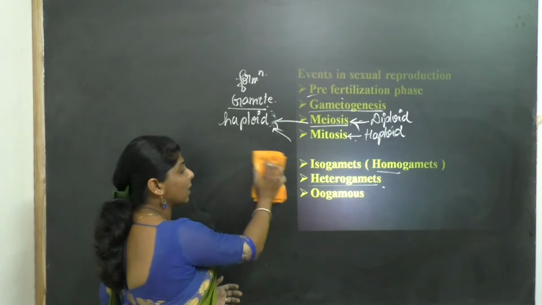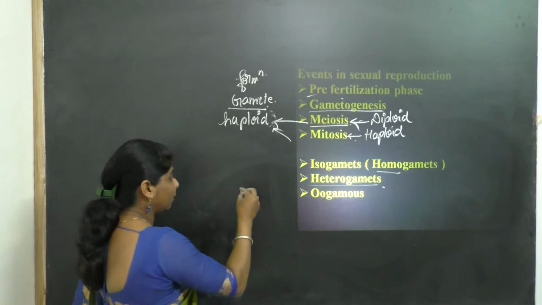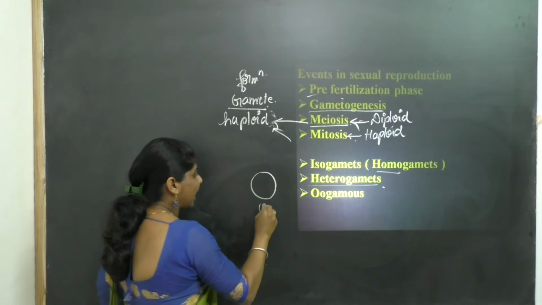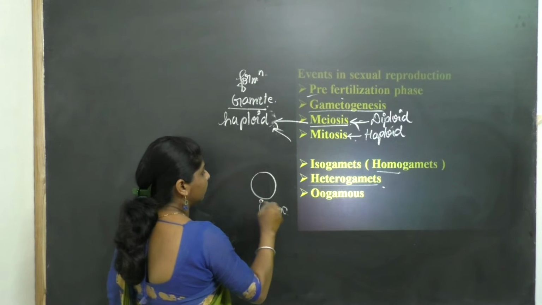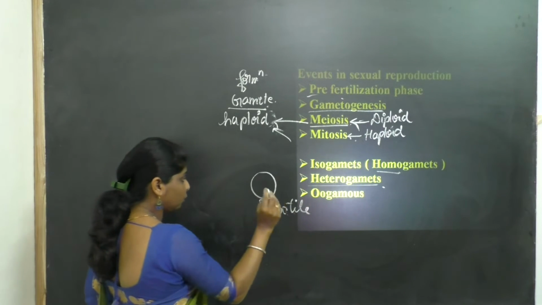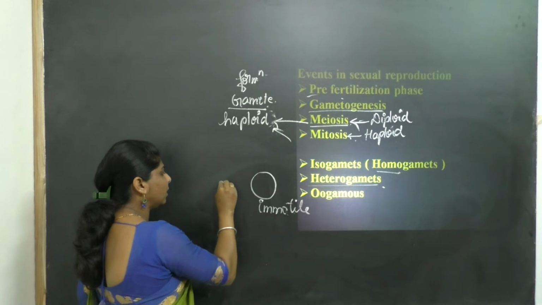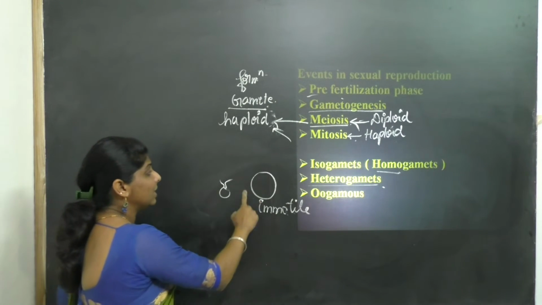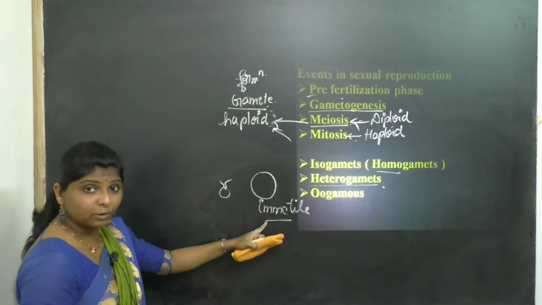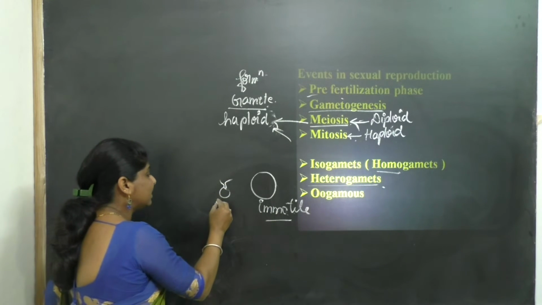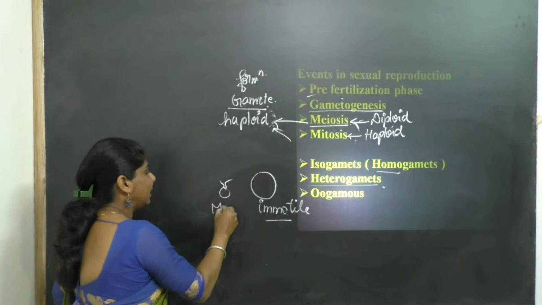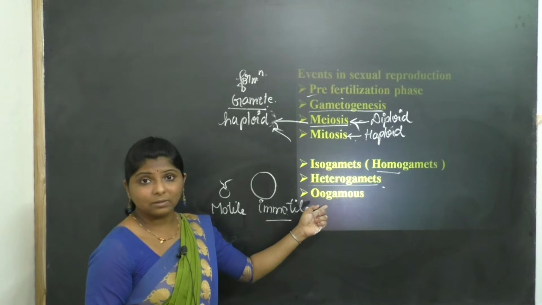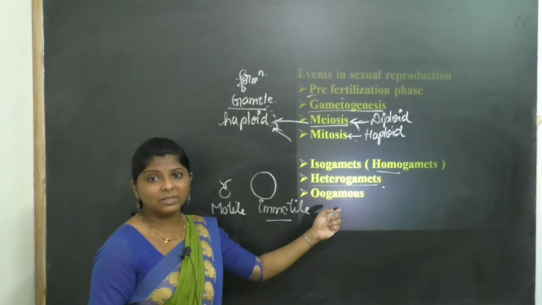Then what is oogamous? Okay, if female gamete is larger in size and immotile, while male is smaller in size and motile. Female is larger in size and immotile, whereas male is smaller in size and motile. Such gametes are called as oogametes, or such condition is called as oogamous condition.